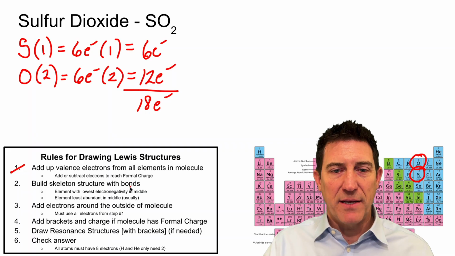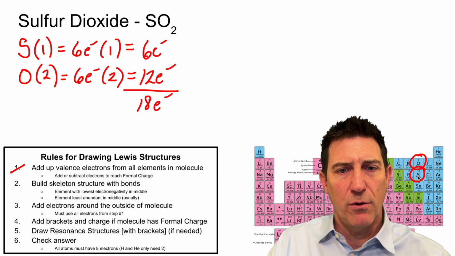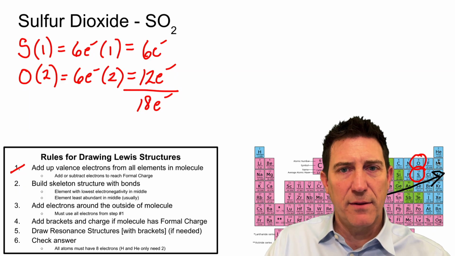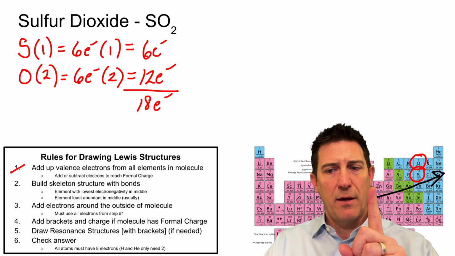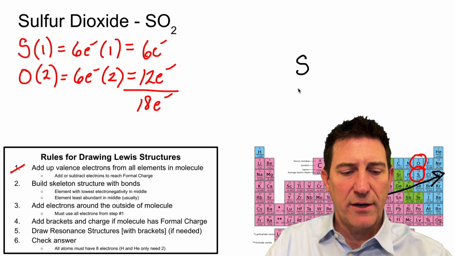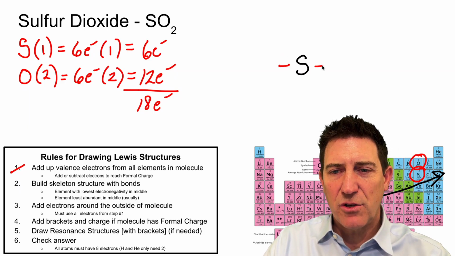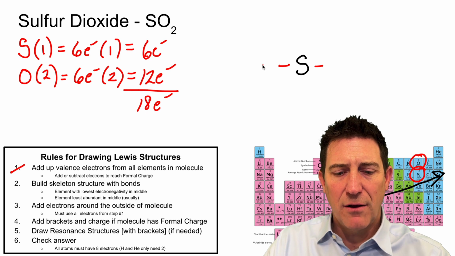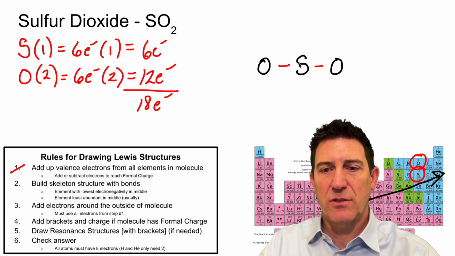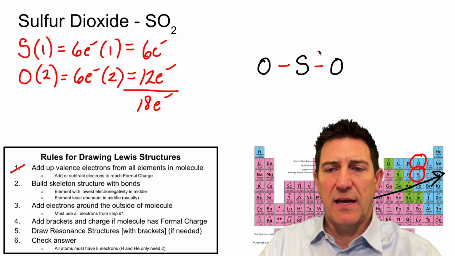Step 2, build my skeleton structure. Well, which one of these is going to go in the middle? The one with the lowest electronegativity will go in the middle. And electronegativity trends this way. So as you go that direction on the periodic table, electronegativity goes up. So sulfur is going to have a slightly lower electronegativity. We'll put it in the center. I don't know where these oxygens go yet, so I'll just go ahead and plop them right here. I need to add my 18 electrons around here. So far I've used 2, 4. I'm going to fill up the outside edge.